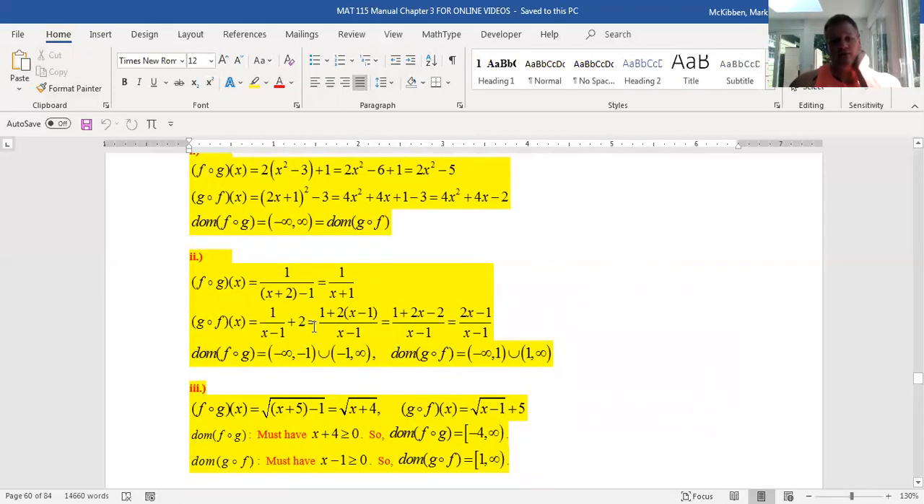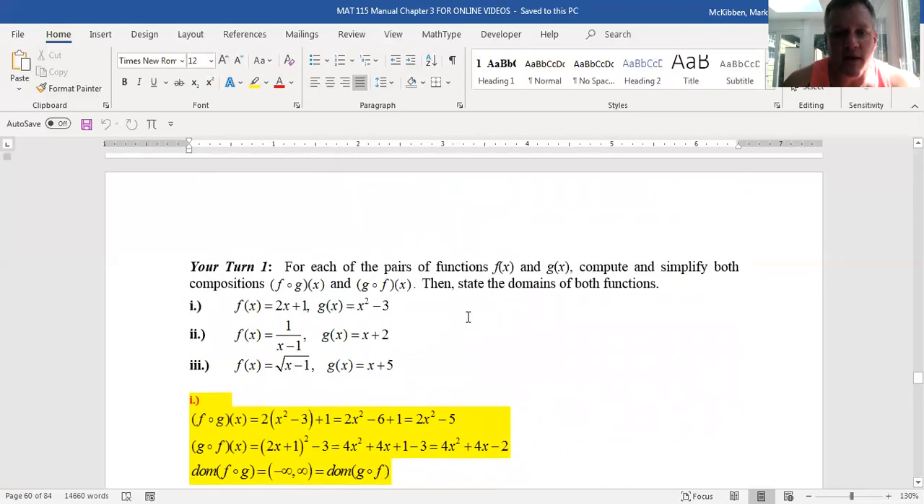And then if you add those two, you have to get an LCD, right? Because you're adding 2 fractions technically. That LCD is just x minus 1. So you apply that to the second term here, and then add across to get this simplified expression.